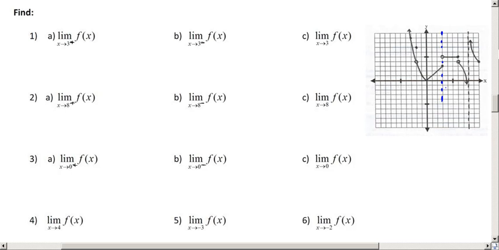As we approach 3 from the right, you can see that the output appears to be approaching 5. If we approach from the left, the output is approaching 3. And now, notice that the right-hand limit and the left-hand limit are not equal, so the two-sided limit does not exist.